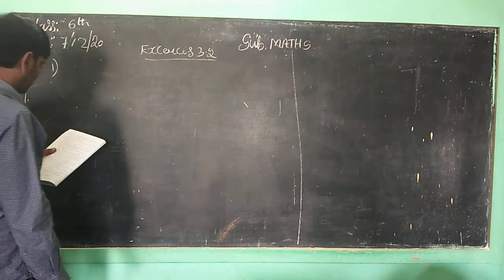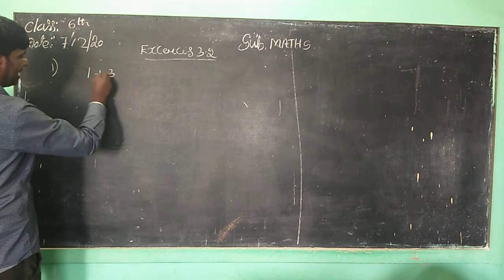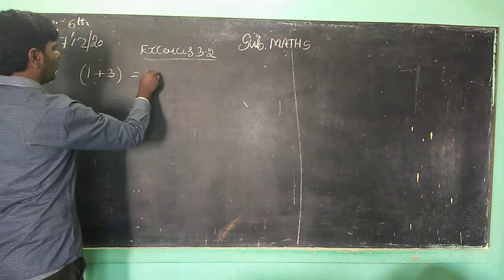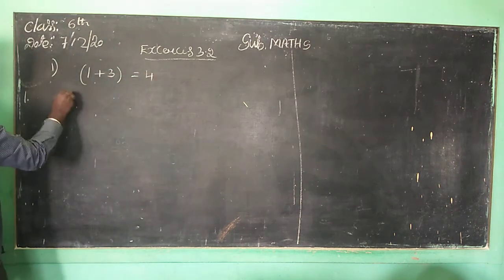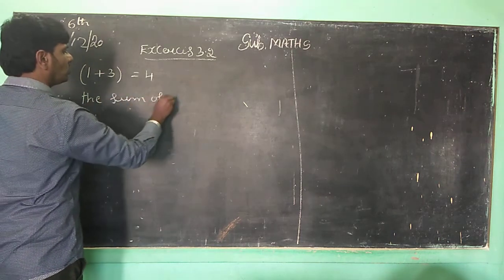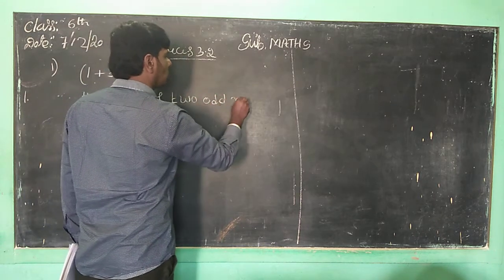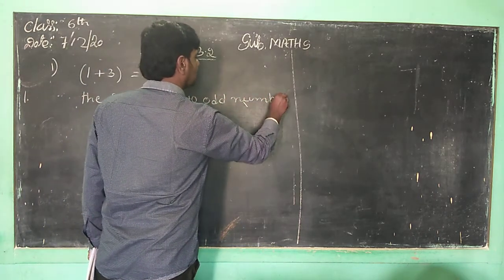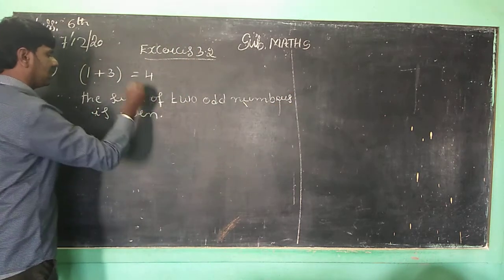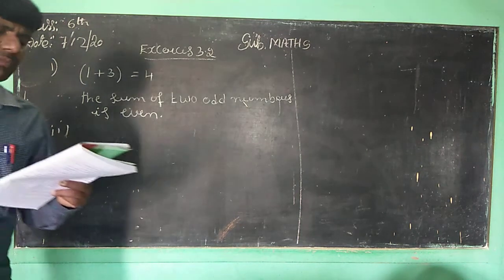So first, you want to take the sum of odd numbers, children. 1 is an odd number and 3 is an odd number. So 1 plus 3 is equal to how much? 4. 4 is an even number. Children, therefore you write: the sum of two odd numbers is even, children. Correct, children?